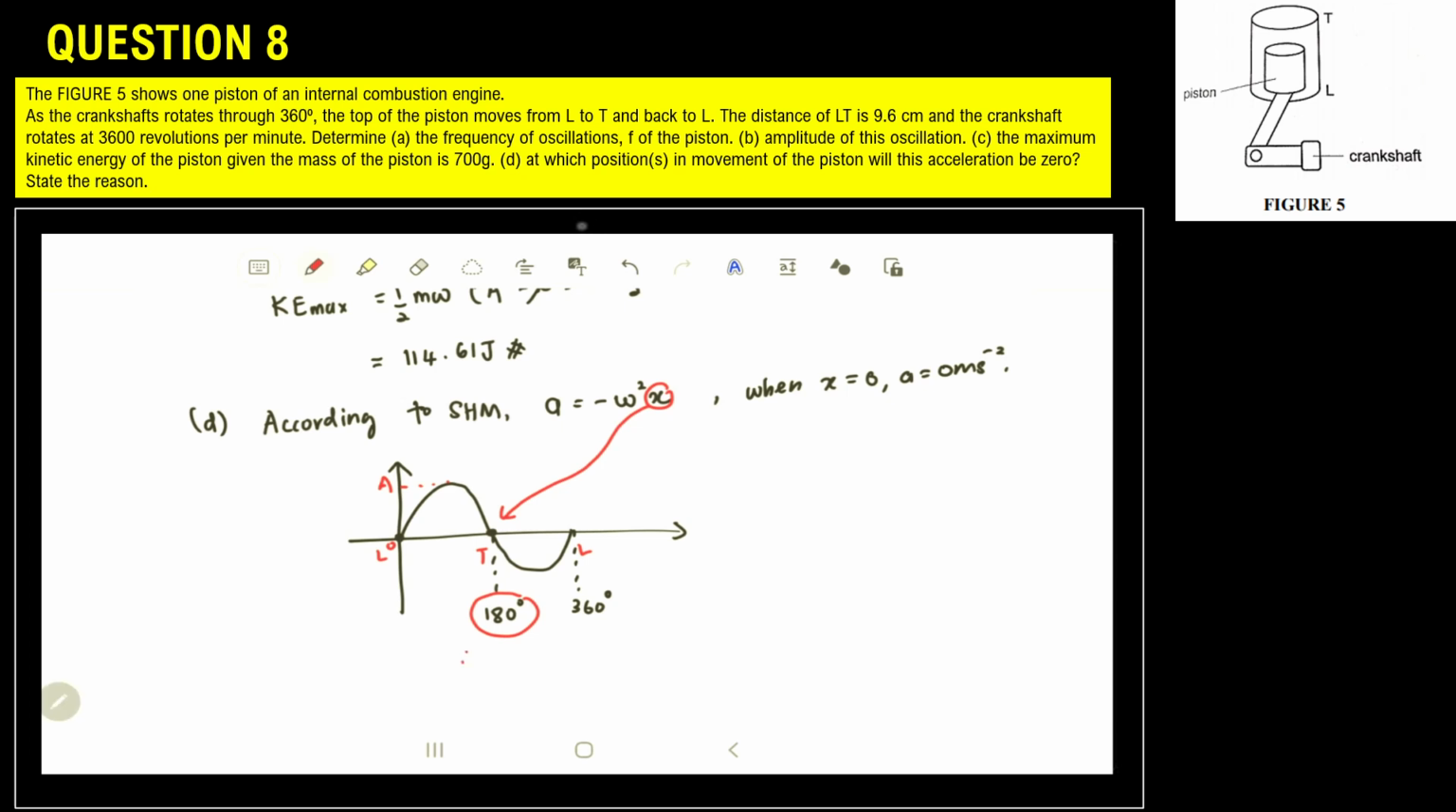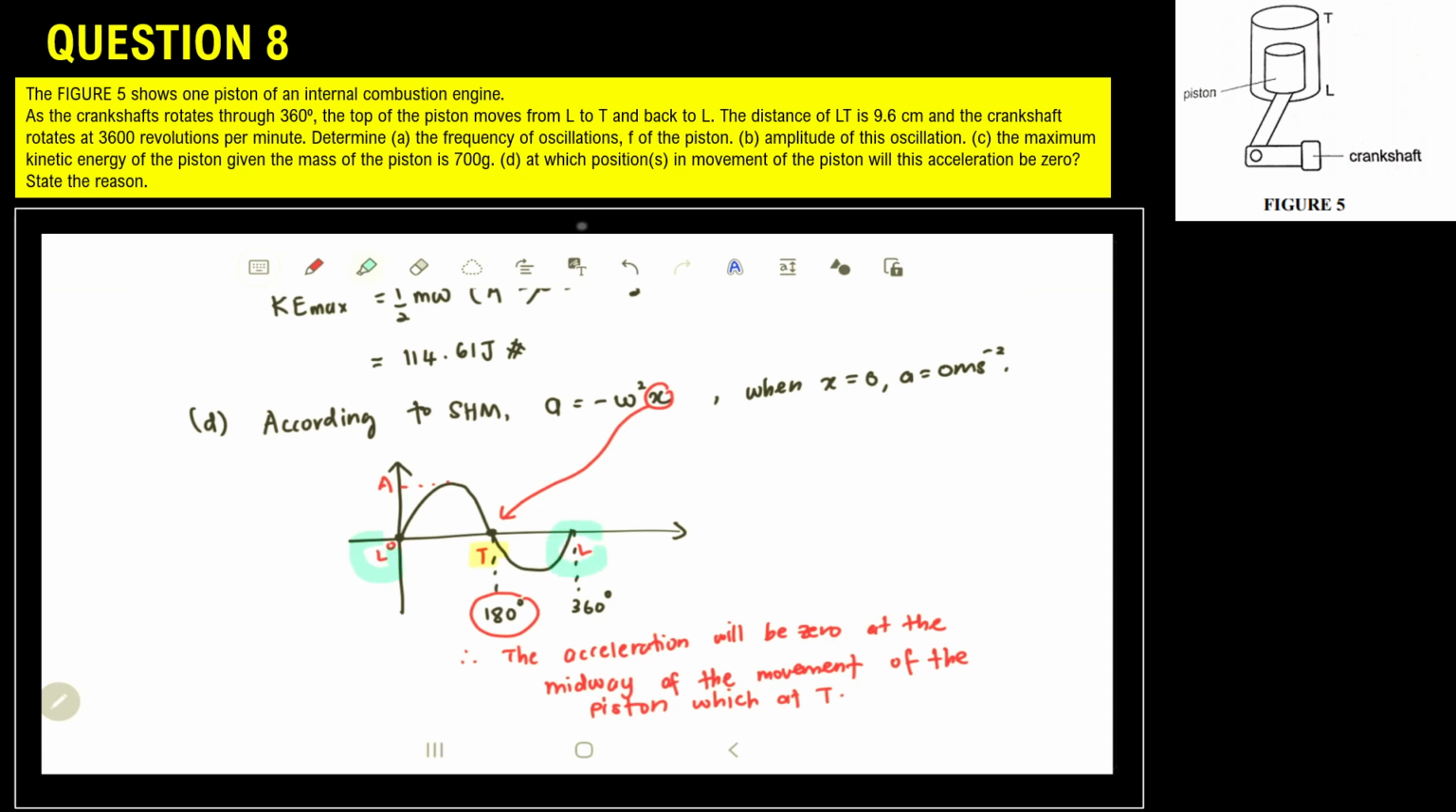So therefore we can say that the acceleration will be 0 at the midway of the movement of the piston, which is at T. You see here, this is T. So the piston starts from L, moves to T and back to L.